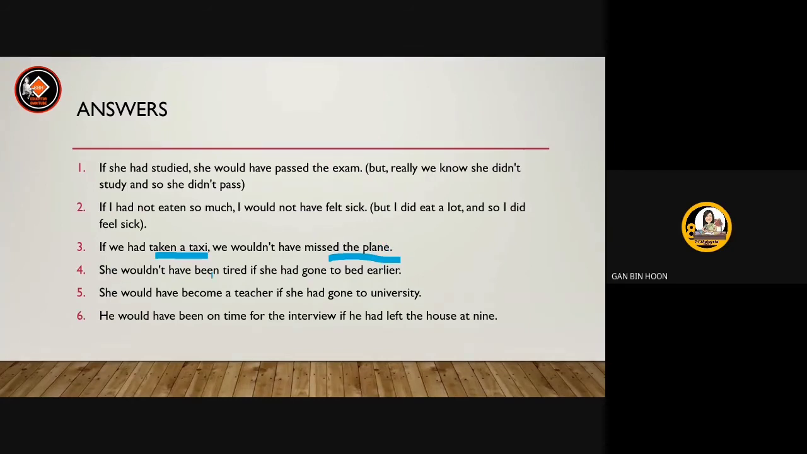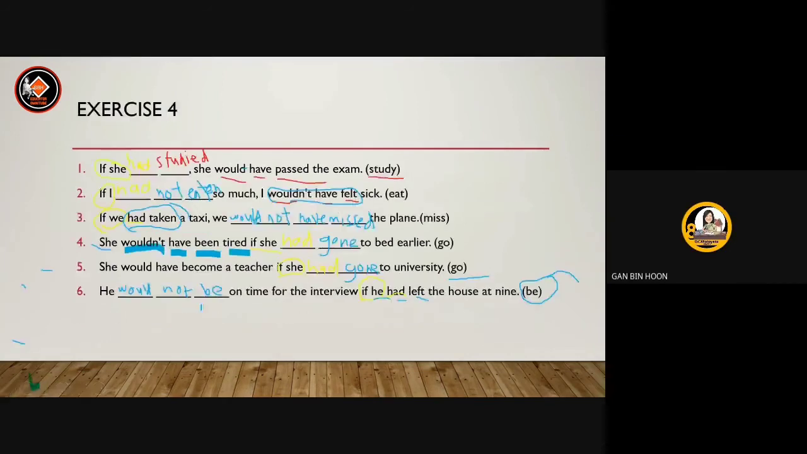Okay, number 4. She wouldn't have been tired if she had gone to bed early. She would have become a teacher if she had gone to university. He would have been on time. So betul tak jawapan awak tadi? Betul tak? Salah, right? Salah. Kenapa B salah, teacher? Sebab B is asal. Okay, B.